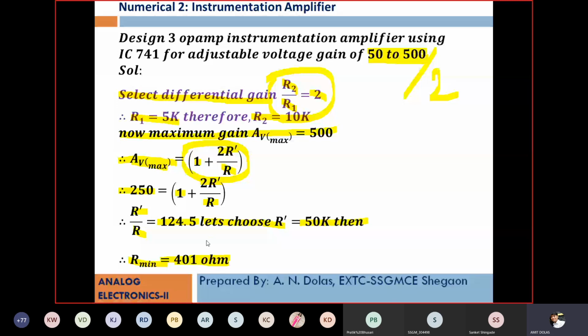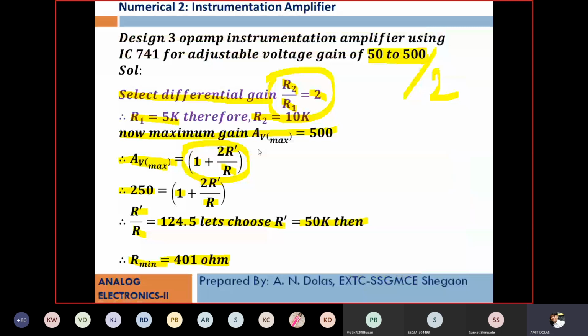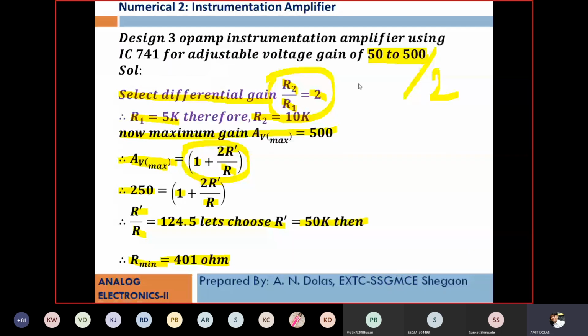So in this diagram, R must be minimum 401 ohm, so that a gain of 500 will be provided for this particular combination of R1, R2 and R dash. But we also have to calculate the maximum value of R so that it can provide a gain of 50. We have designed for 500, now we'll think of 50.